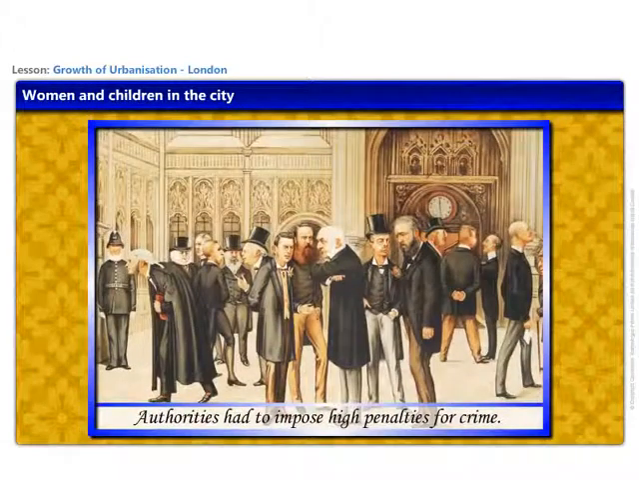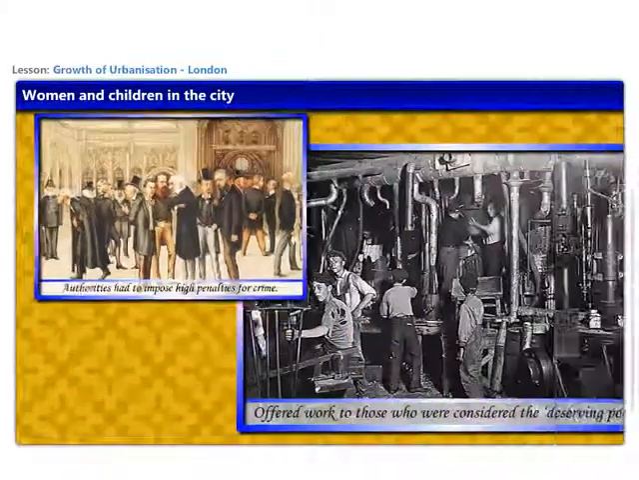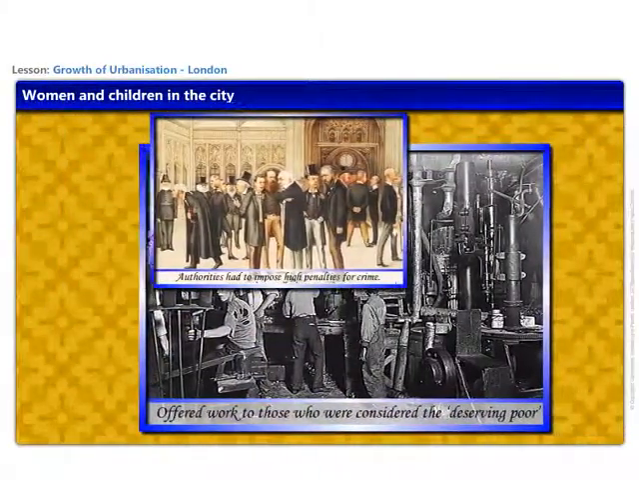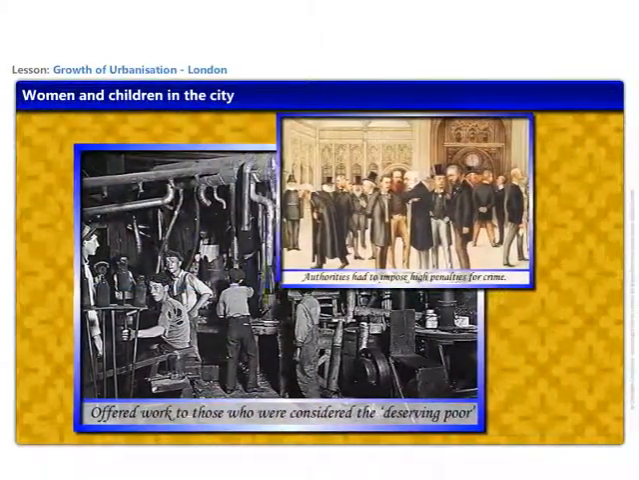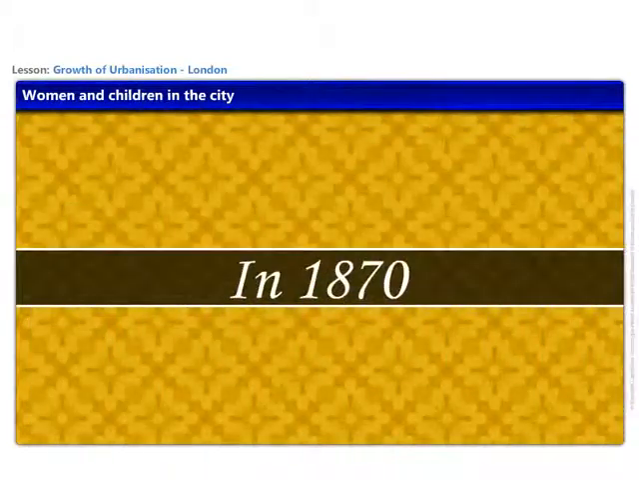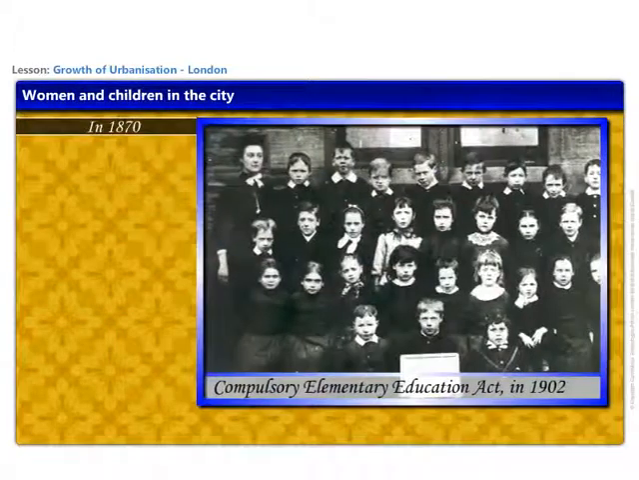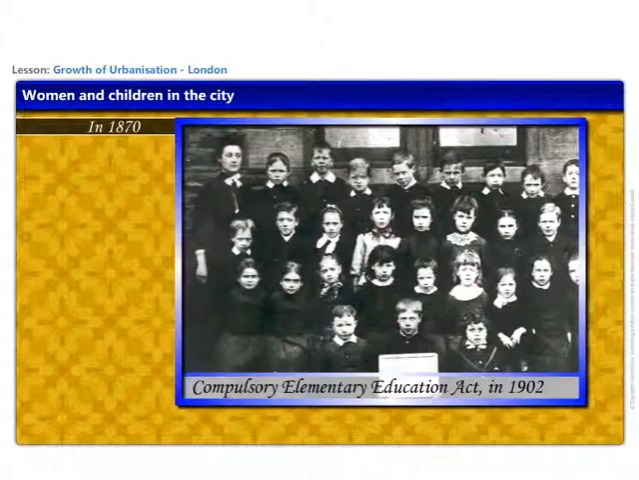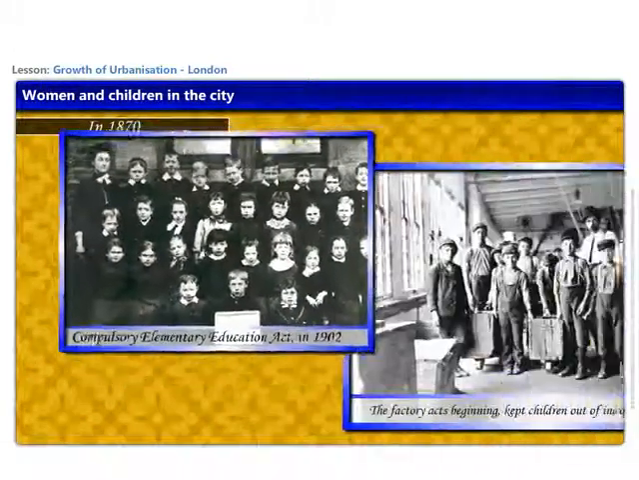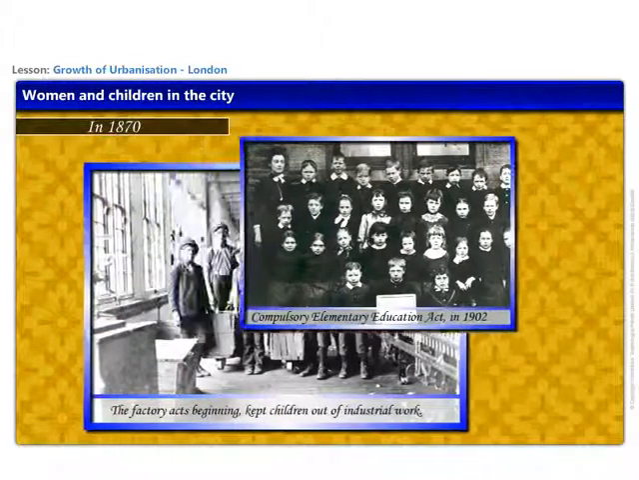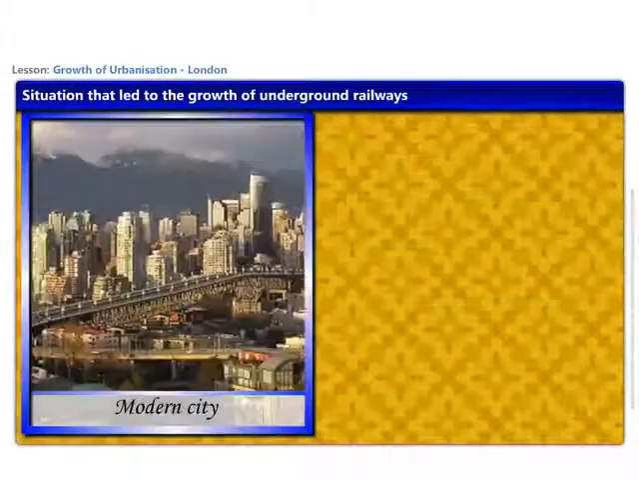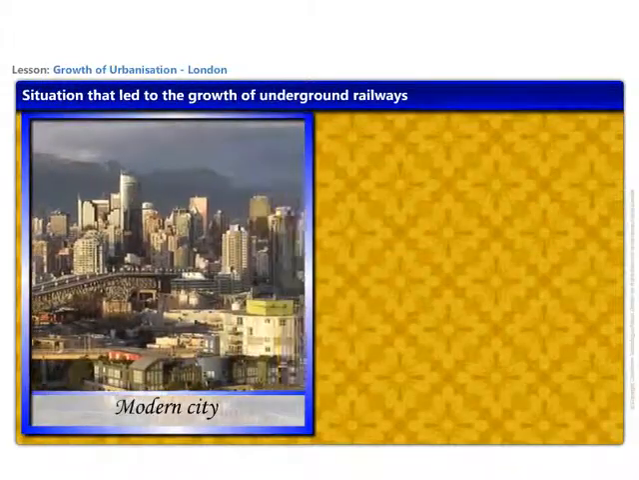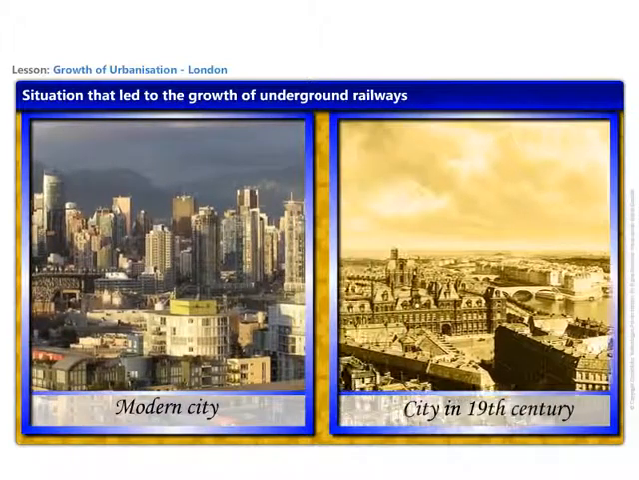Thus, the authorities had to impose high penalties for crime and offered work to those who were considered the deserving poor. Only in 1870, the Compulsory Elementary Education Act and 1902, the Factory Acts beginning kept children out of industrial work. Like the modern cities, in the 19th century cities suffered many problems.